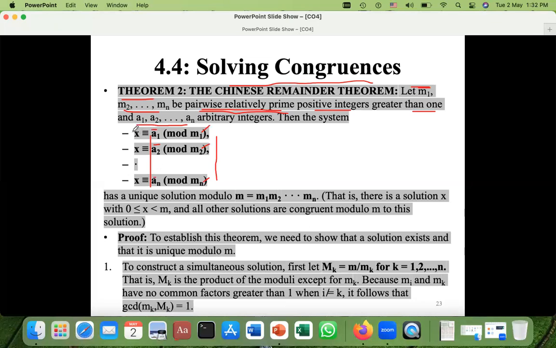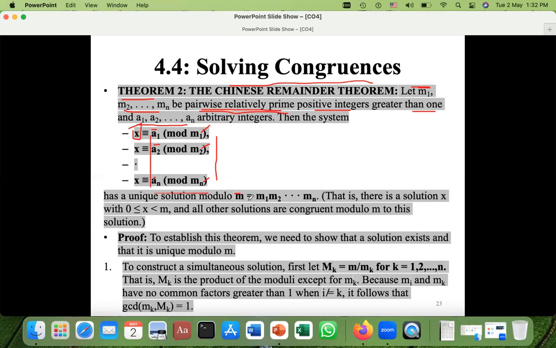But this x is one number in all the lines. It is not something different at each line. No, this is only one number. That number, when you divide with this m1, you will get this remainder. When you divide this with m2, you will get this one. And this Chinese remainder theorem says that these congruences have a unique solution modulo m.